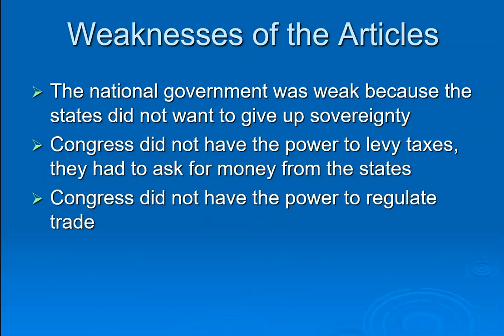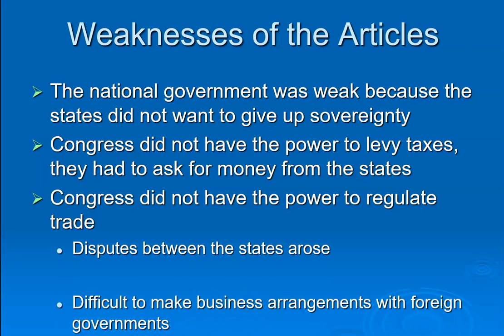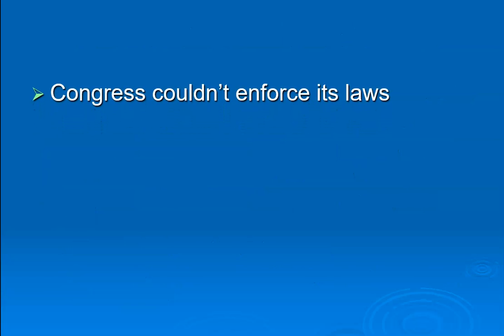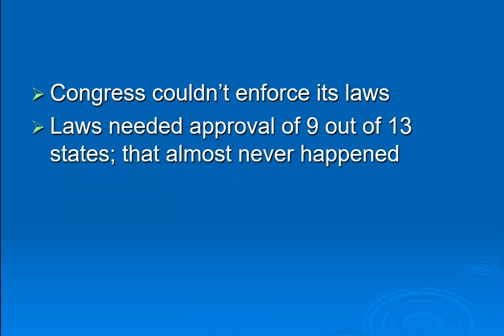Congress did not have the power to regulate trade, and disputes between the states arose regarding trade, and it was difficult to make business arrangements with foreign governments because the national government couldn't even regulate trade in its own country. Congress could not enforce their own laws because there was no executive branch, and laws needed the approval of 9 out of 13 states, and that almost never happened.